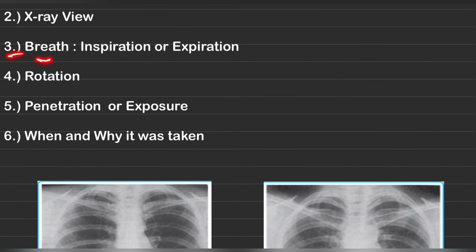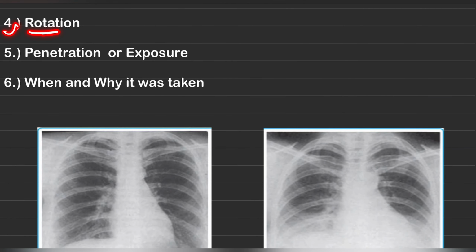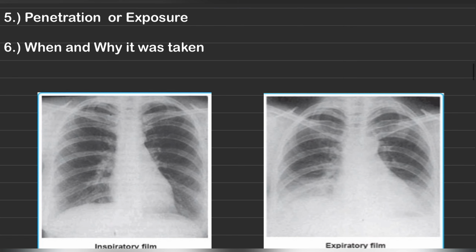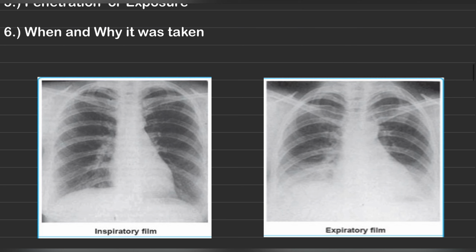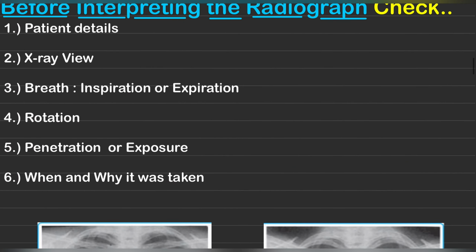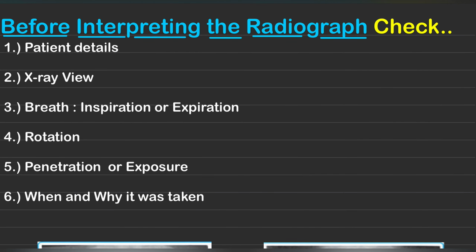The third one is the breath, whether it is an inspiration or expiration x-ray. Generally we take the inspiration one, and we will talk about this later. Then we will check the rotation, whether the x-ray is normal or the patient rotated during the taking of the x-ray. The next one is penetration or exposure, whether it is adequate exposure or it is overexposed or underexposed, and when and why it was taken. We need to consider these points before interpreting any x-ray film.